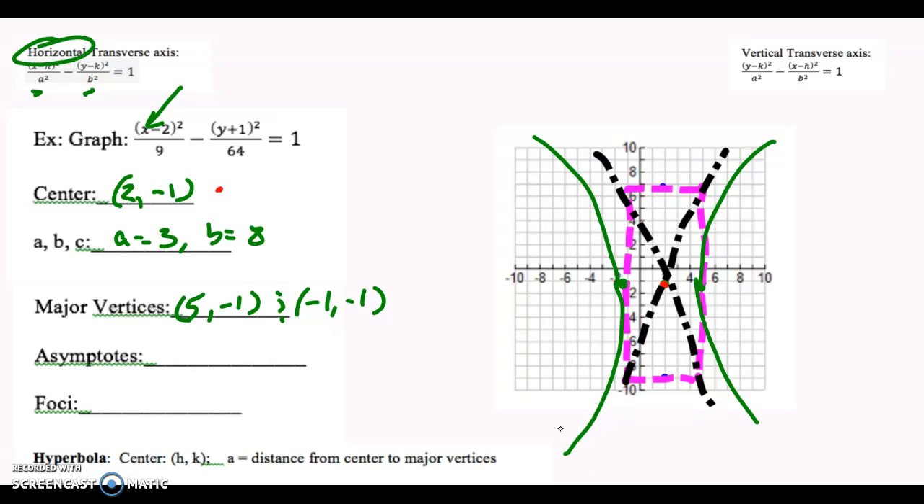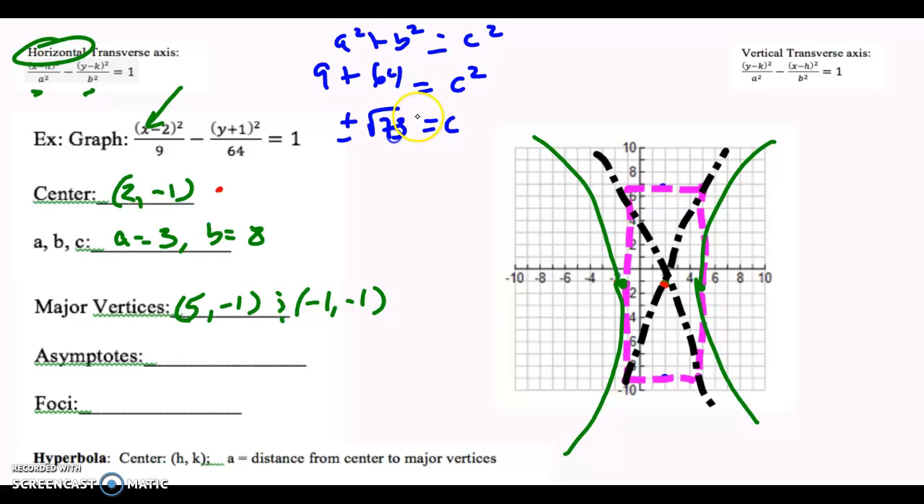To get the foci, because that's the easier one, I'm going to do a squared plus b squared equals c squared. A squared is 9, b squared is 64, and I'm going to solve for c squared. It looks like c is going to be plus and minus the square root of 73. That means I'm going from my center in a horizontal direction, which means I'm adding to the 2 here. So I'm going to do 2 plus the square root of 73. The y value stays the same, -1. I'm also going to have 2 minus the square root of 73 and -1.